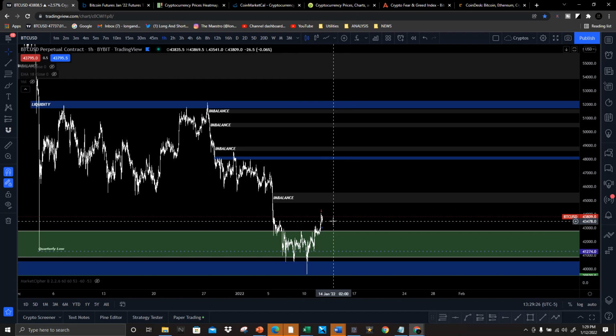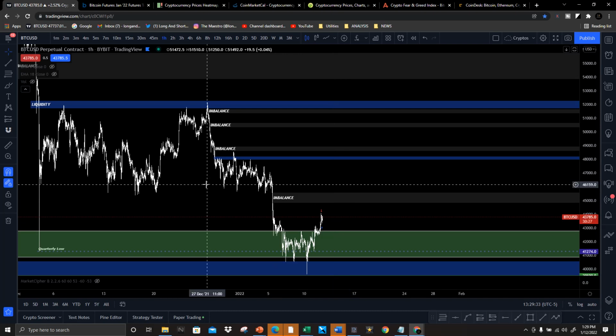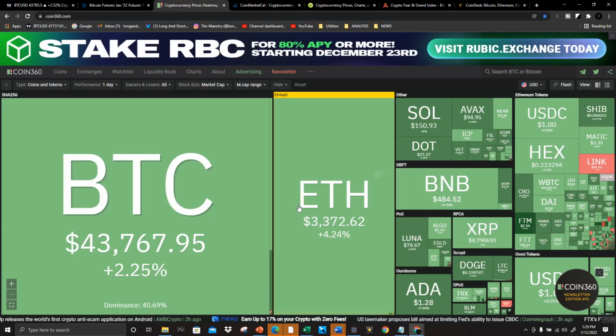You don't want to trade ahead of the news. You want to trade in response to the news. Once price starts to move, that's a much better position to take rather than trying to beat the market. Okay, because as we all know, the market's damn near impossible to beat.